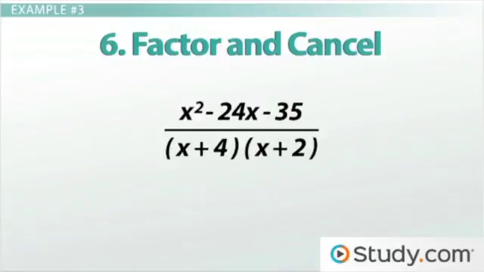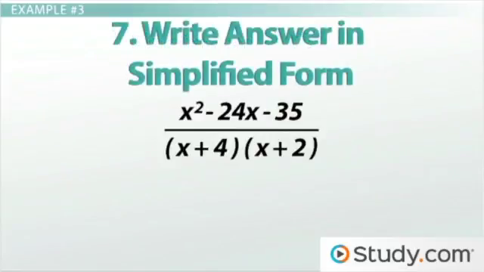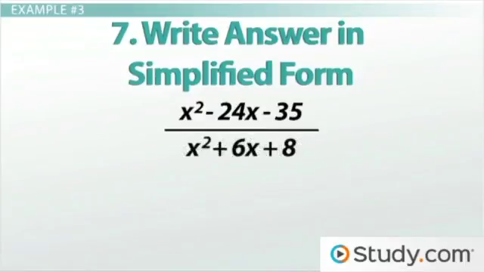The numerator does not factor without using the quadratic formula. So this is almost our answer, except we need to FOIL the bottom or denominator. Here's our final answer. X squared minus 24x minus 35 divided by x squared plus 6x plus 8.